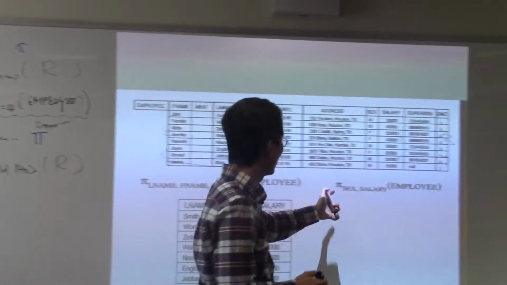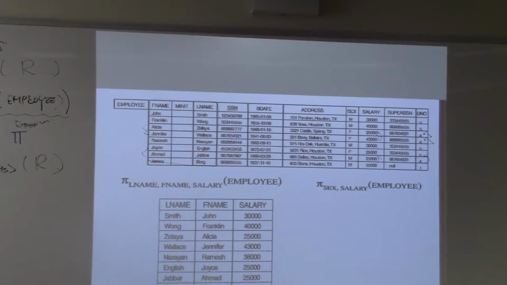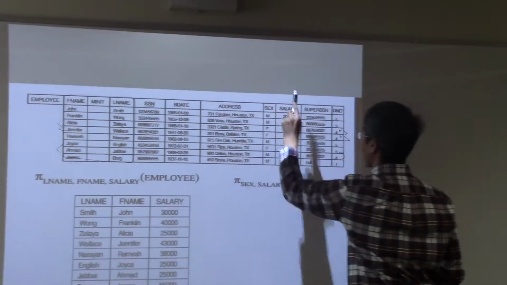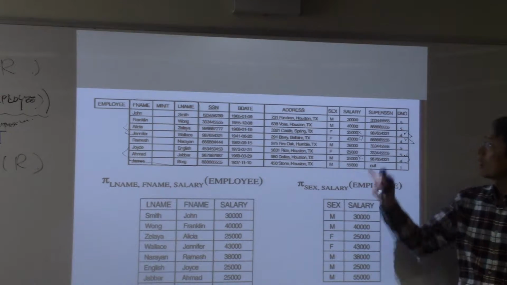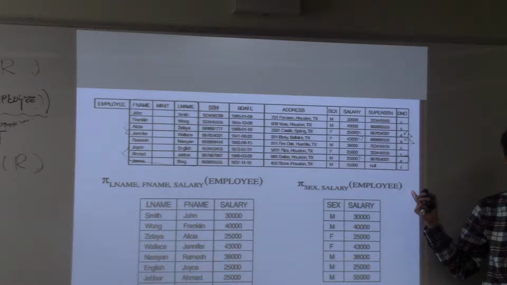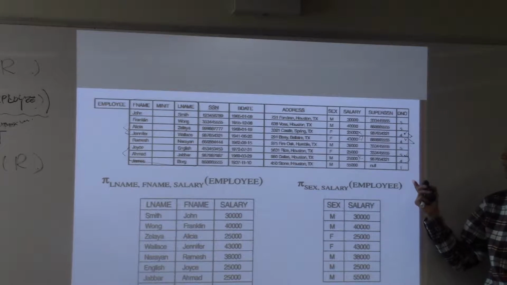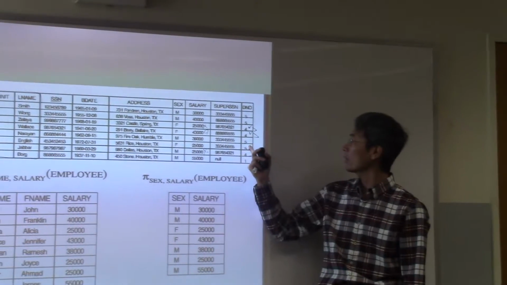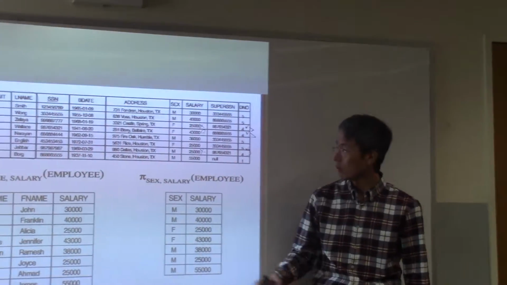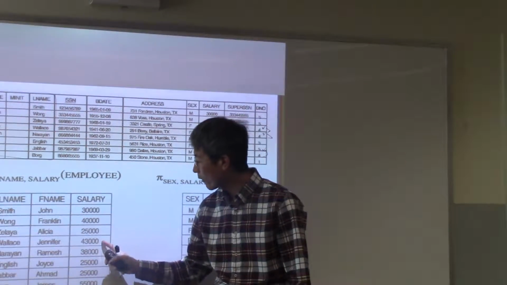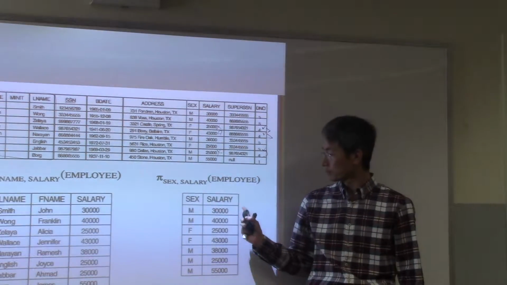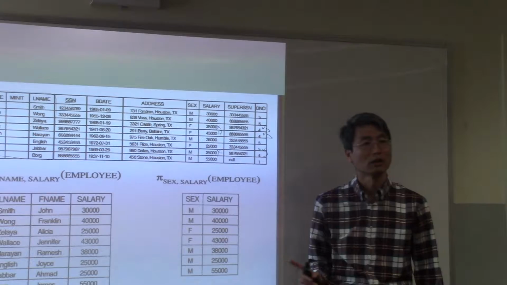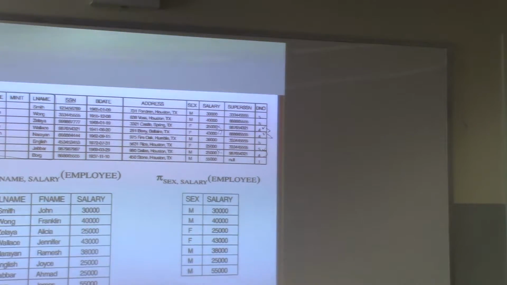What about the next one? Sex and salary of employee. We can get sex and salary from employee. This is the output. However, how many tuples of employee? How many employees do we have? 1, 2, 3, 4, 5, 6, 7, 8 tuples. What about this one? How many? What happened?